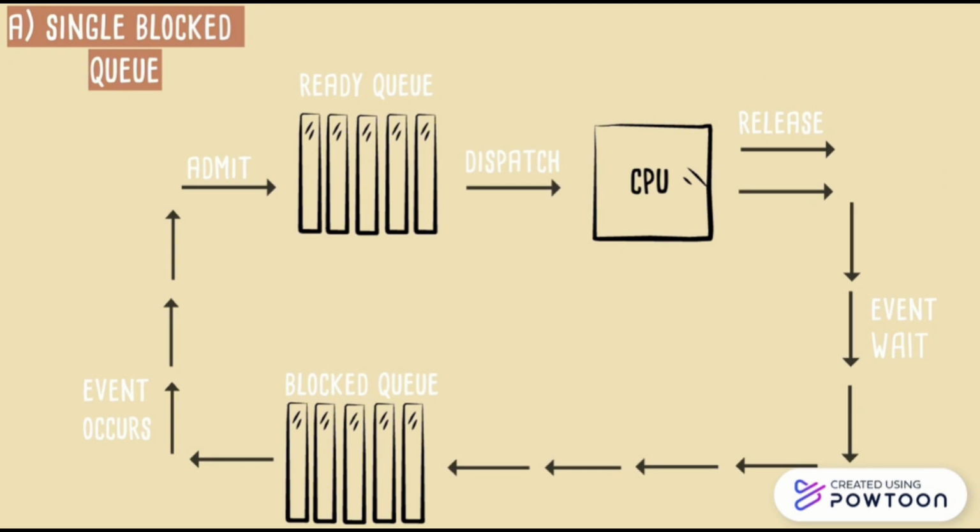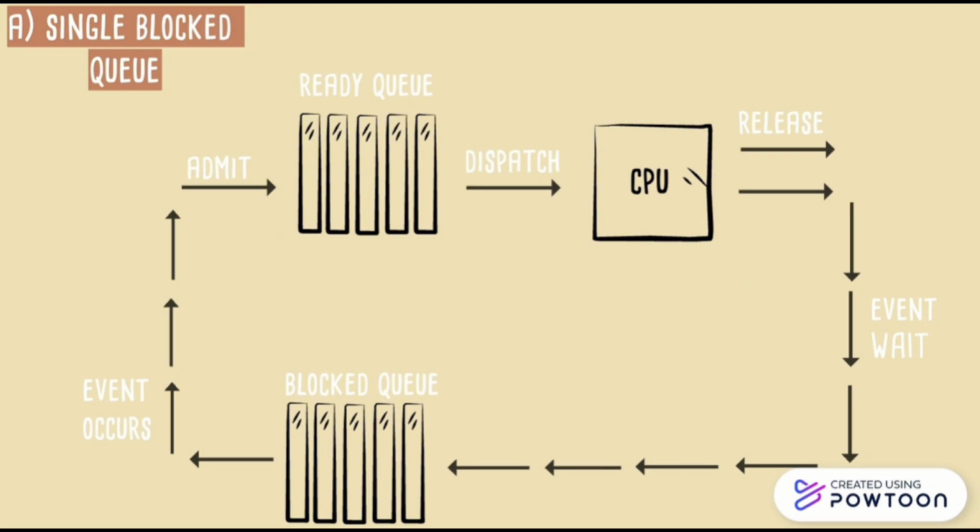Event wait is the transition that occurs when a running process needs to wait for an event. The process is moved to the blocked queue to wait for the event to occur. The blocked queue is where processes reside while waiting for an event to occur. Processes in this queue are not ready to run until the event they are waiting for is completed.